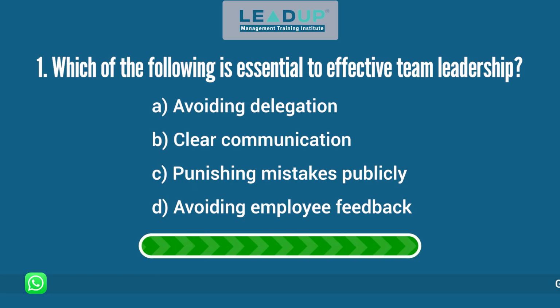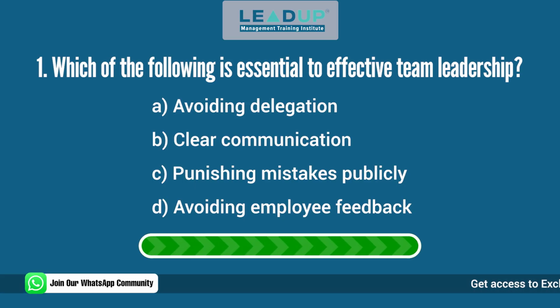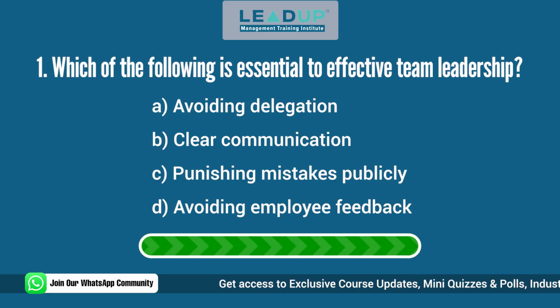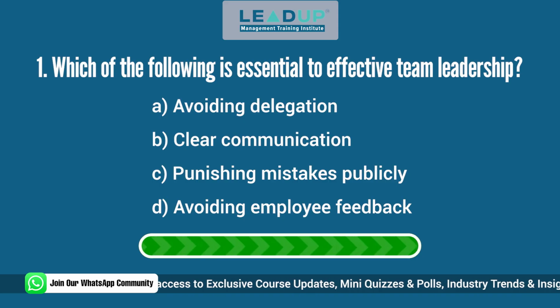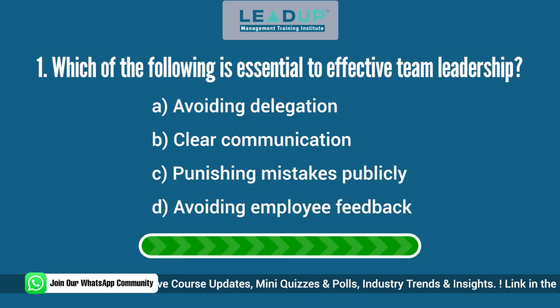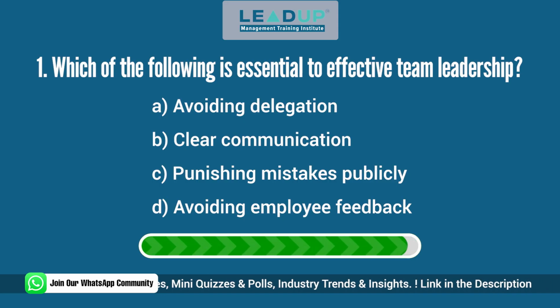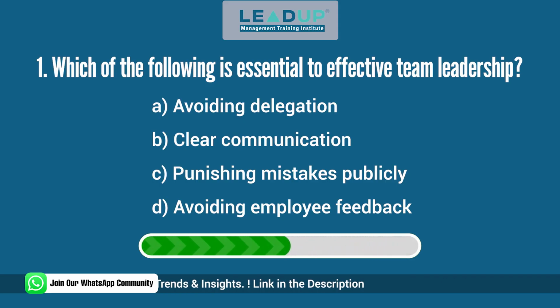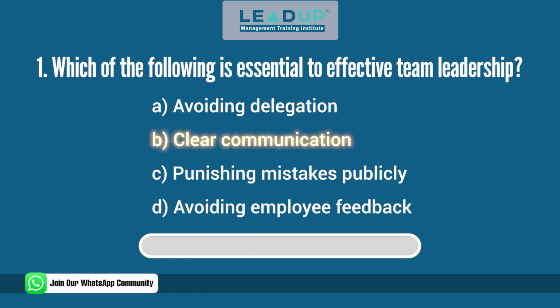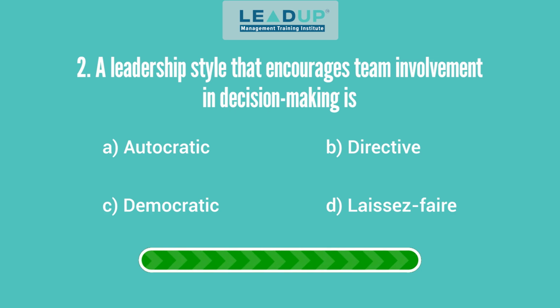Let's go. Question 1. Which of the following is essential to effective team leadership? A. Avoiding delegation. B. Clear communication. C. Punishing mistakes publicly. And D. Avoiding employee feedback. Answer: clear communication.